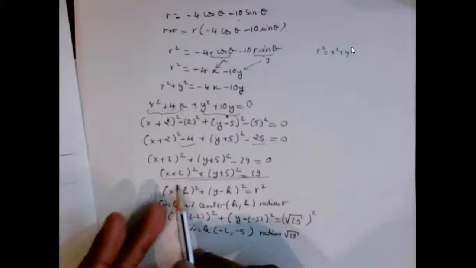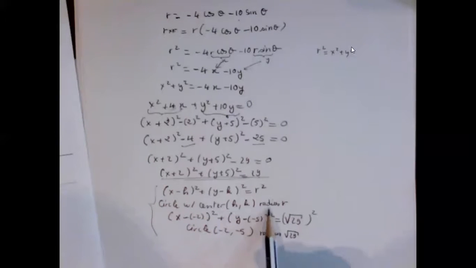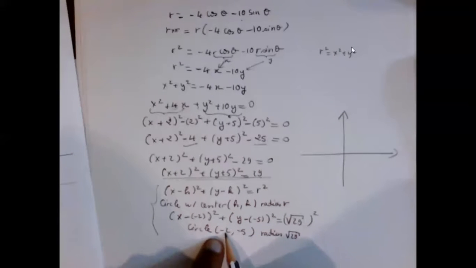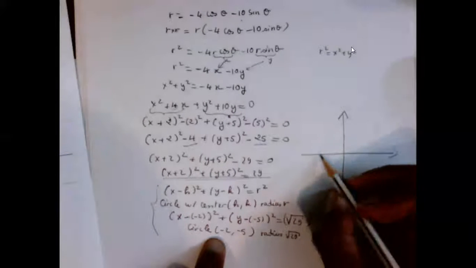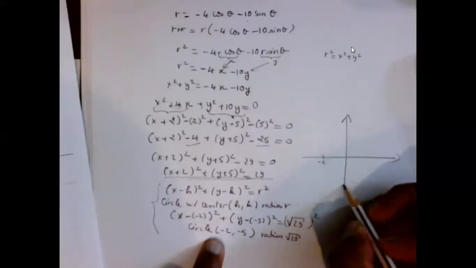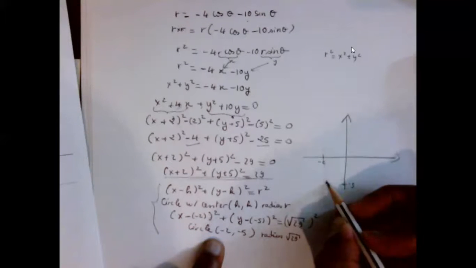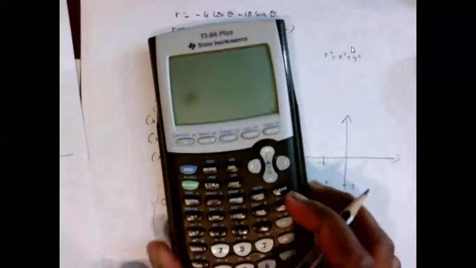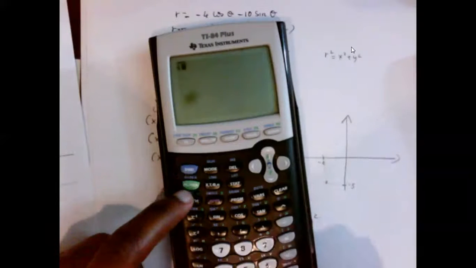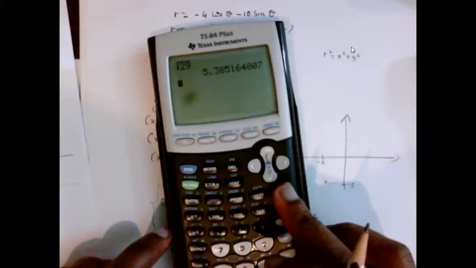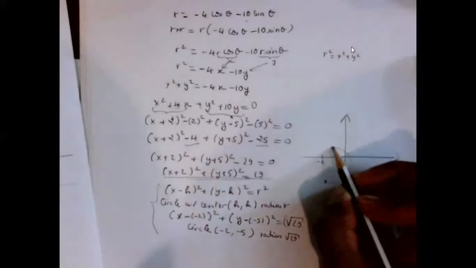Now for the graph, we can draw a sketch. Like I said, it's an equation of a circle with center (h, k). The center is (-2, -5), so -2 is somewhere around here, -5 is somewhere around here, and I join those points, and that's my center. And I can draw my circle. Square root of 29, let me see what that is. It's 5.38, so the radius will be about 5, exceeding a little bit.